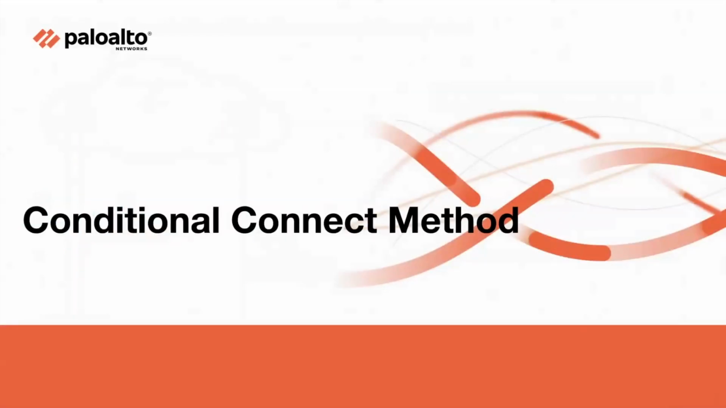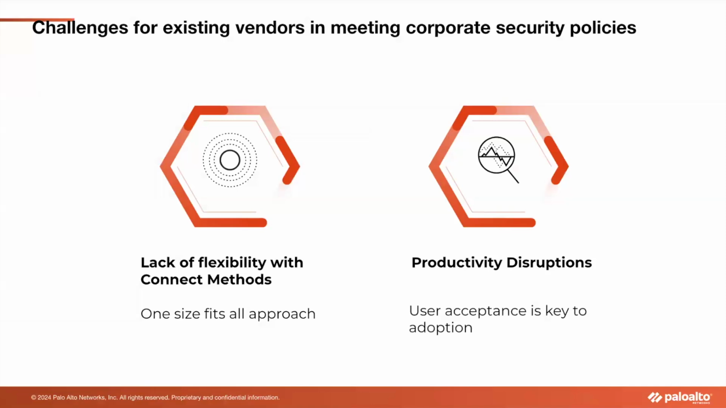Okay, so next we have the conditional connect method for GlobalProtect. Now, we have a lack of flexibility in terms of the connect methods. Users are nowadays working in hybrid environments, so they could be connecting from home. Sometimes they could be connecting from the office. Maybe they can connect from a coffee shop as well. So you may want to have some flexibility with respect to the connect method based on where the users are actually connecting from, without any disruption in terms of productivity, right?